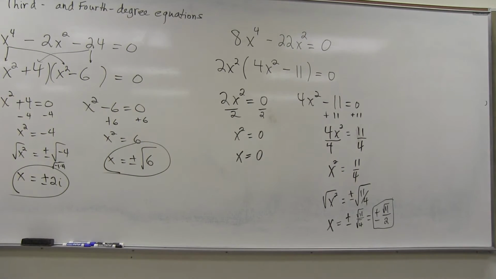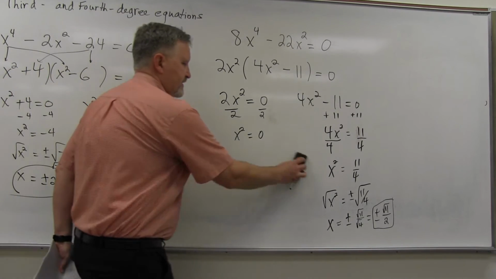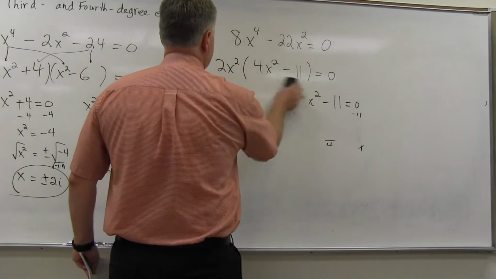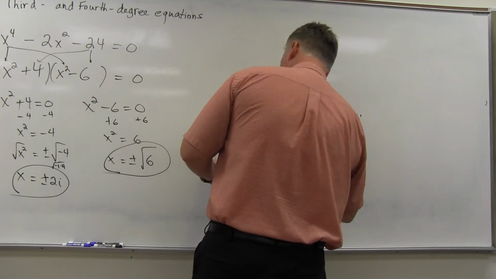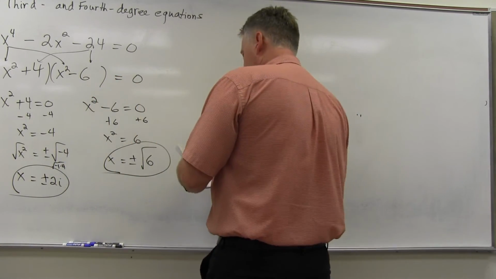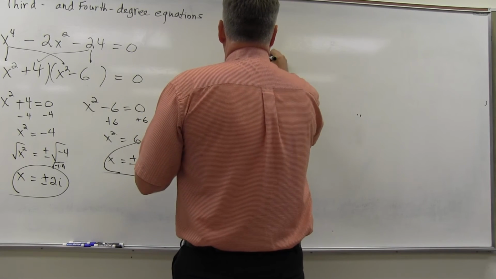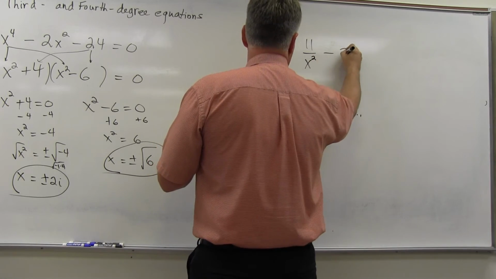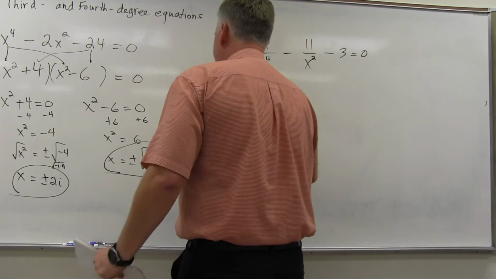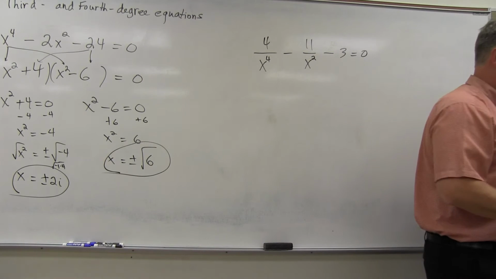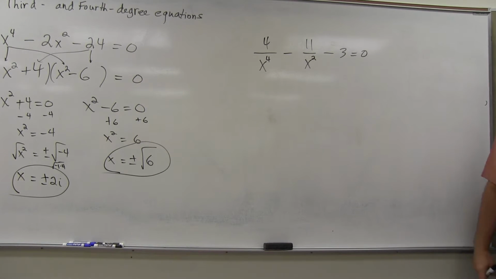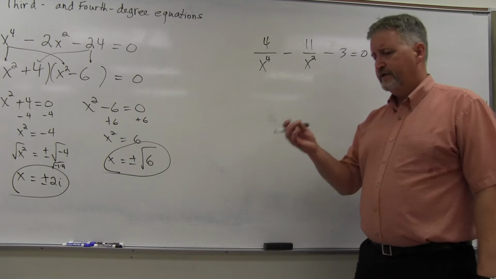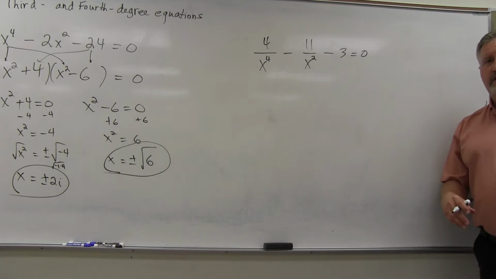All right. Question? All right. Let me show you this one. 4 over x to the 4th minus 11 over x squared minus 3 equals 0. Give us a little more practice. Those sometimes are a little tricky, but we talked about this one before also.